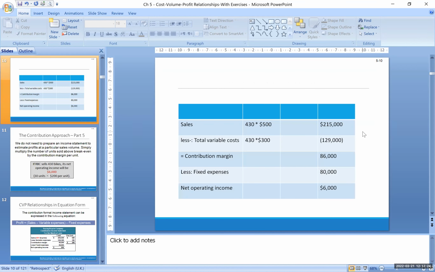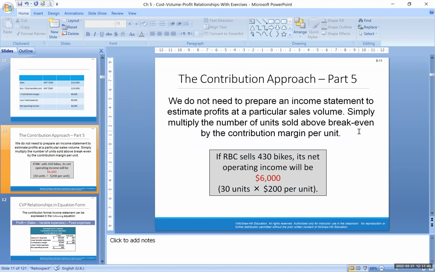And for the income statement, look at the sales of 215,000, which represents the whole 430, minus the total variable cost, which also represents the 430. And we have a net operating income of $6,000.